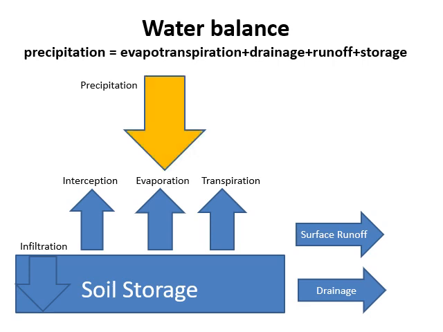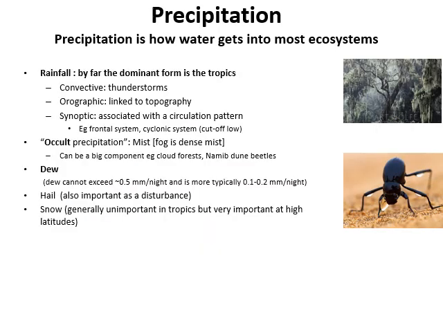Let's start with thinking about precipitation, which is pretty much the only input of water to the ecosystem. There are lots of ways that water can leave, but precipitation is the way that it comes in. So precipitation is pretty much the only way that water can get into ecosystems. A little bit gets in from overland flow from other landscapes, but mostly it's precipitation.